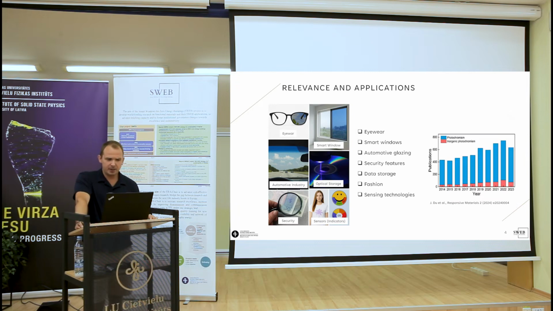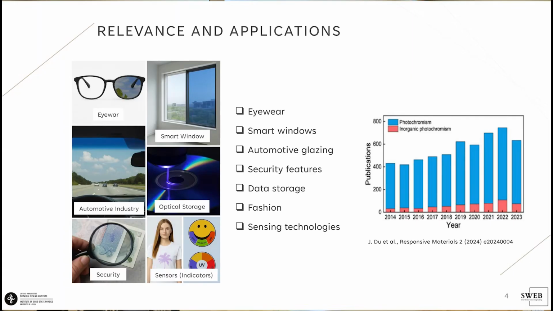Here are the main applications for photochromic thin films. Of course, I would say the success story for photochromic materials is glasses, which turn into sunglasses when we go out on a sunny day.